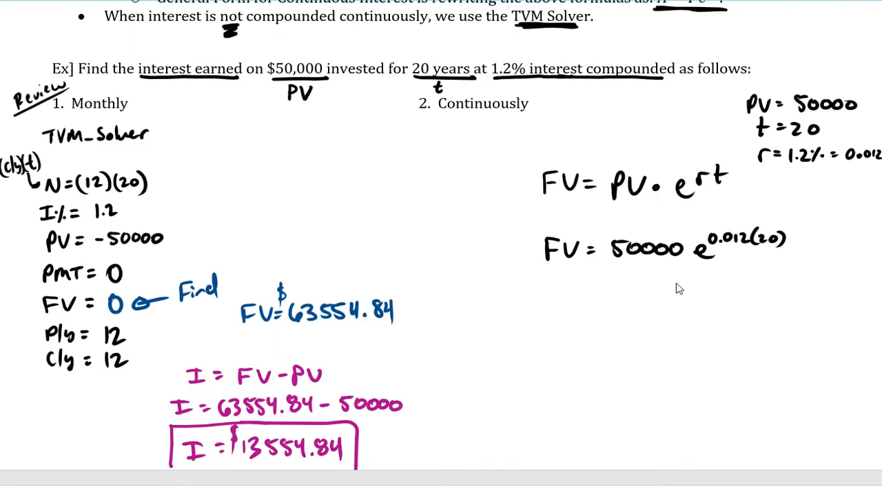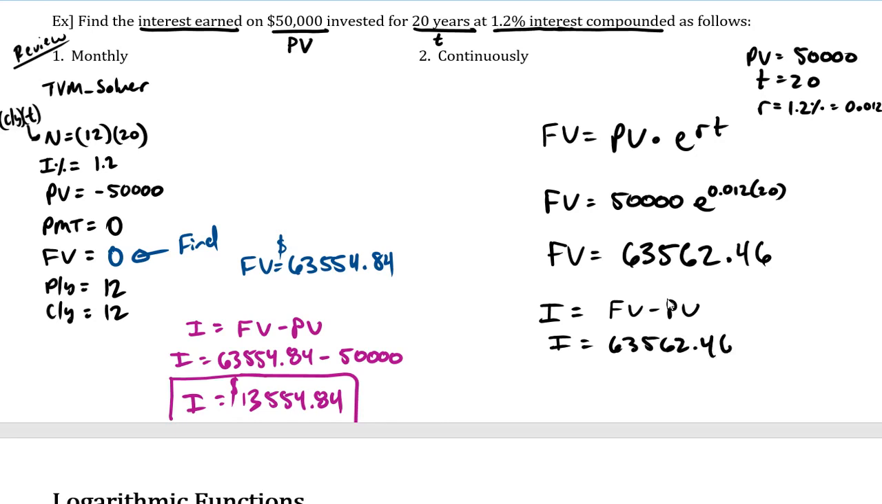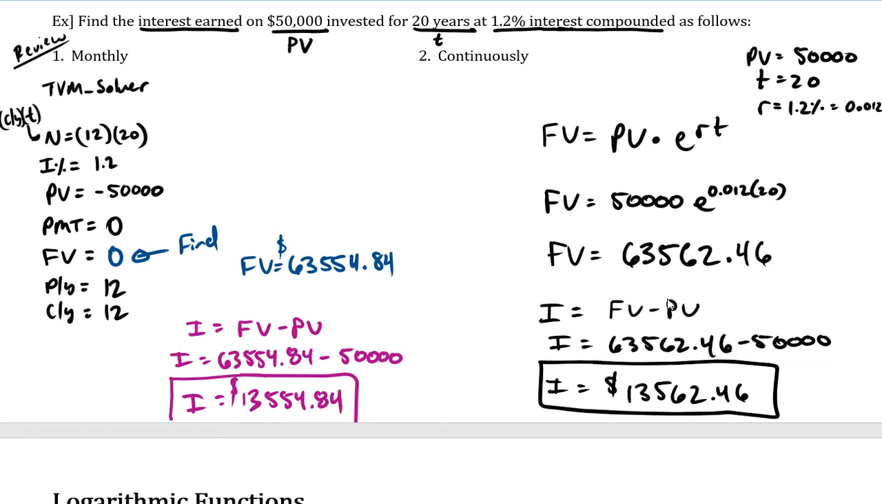$63,562 and 46 cents. So I've got this future value, $63,562.46. So this is the future value, and then again it will want the interest, which is still the future value minus the present value. So that $63,562.46 will get subtracted with the 50,000, and then that would give us $13,562.46. All right, there we are.